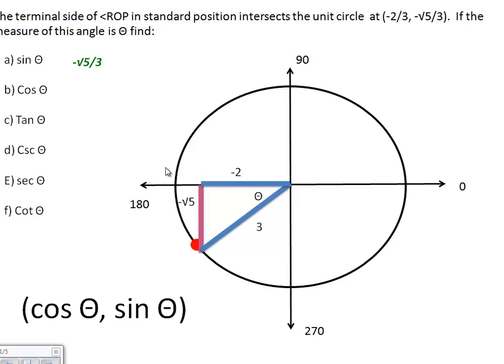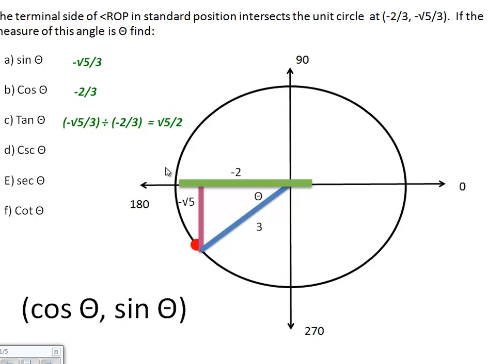Cosine is the adjacent side over the hypotenuse. Tangent is the opposite side over the adjacent, so we could just go negative radical 5 over negative 2, which cancels out the negative, or I don't even have to use my unit circle. I could just take the sine and divide it by the cosine.